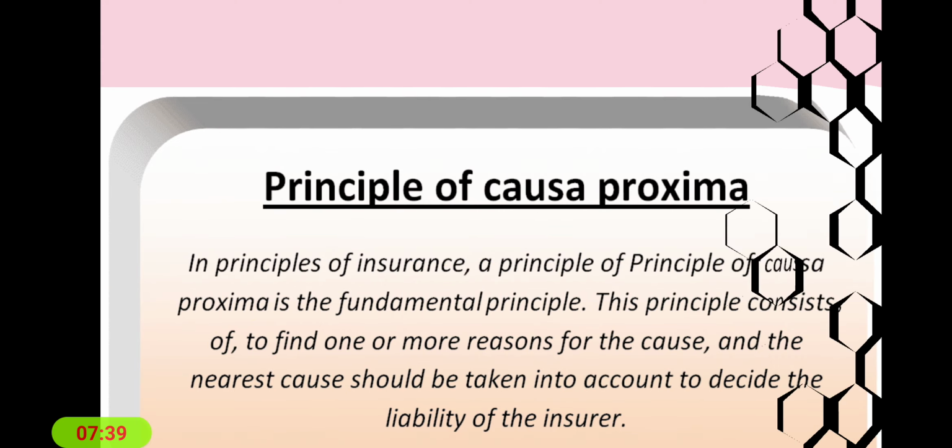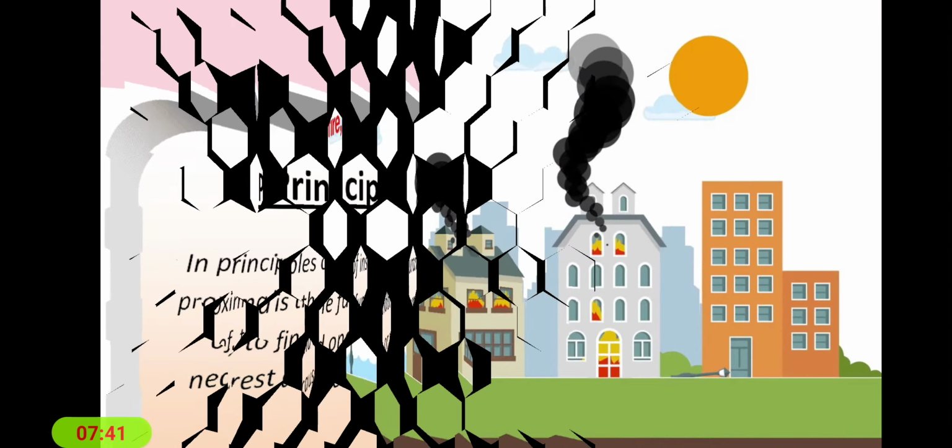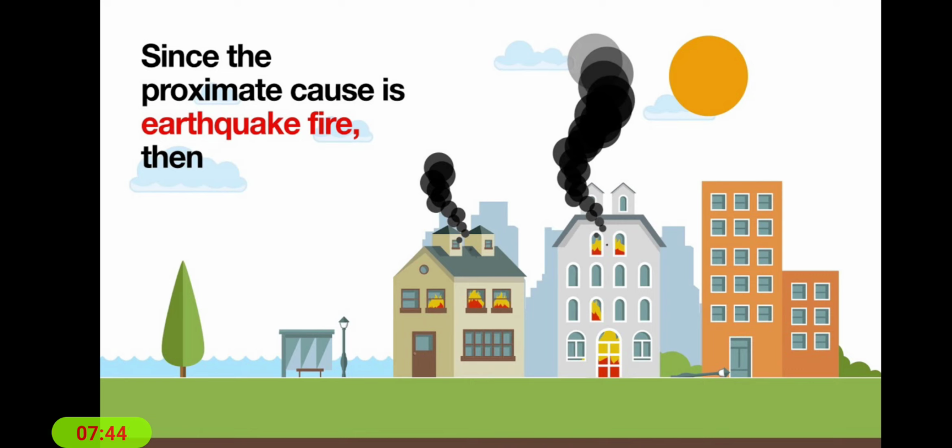Say for example, if a person gets insurance for his factory against loss by fire, and if his factory is damaged by any other cause, say for example earthquake or flood, the insured person is not able to get compensation from the insurance company because the cause is not related to the subject matter of the insurance contract.